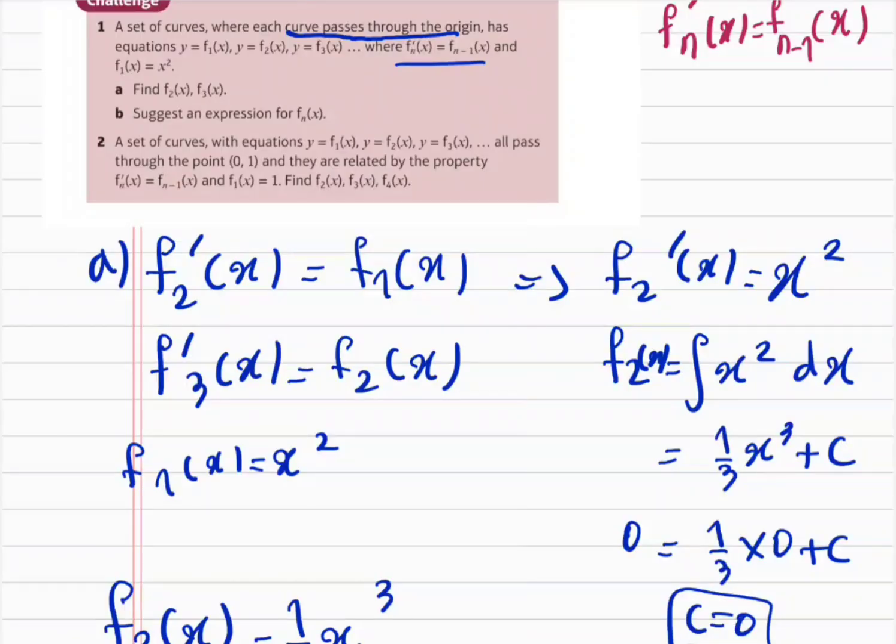They all pass through the point (0, 1), and they are related by the property that the first derivative of the function, let's say f_n, f_n' is equal to f_(n-1)(x). So it's basically saying that the derivative of the current function is equal to the previous function. If you consider a sequence, the derivative of the current term is equal to the previous term. We are given that f1(x) is equal to 1, and we want to find these three functions.